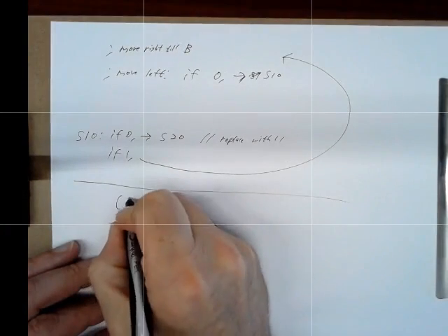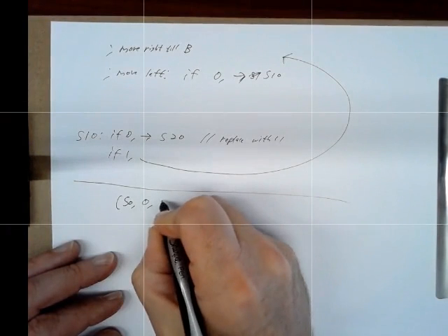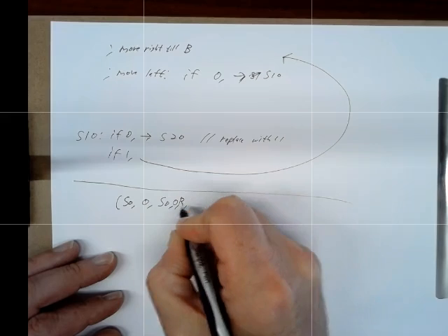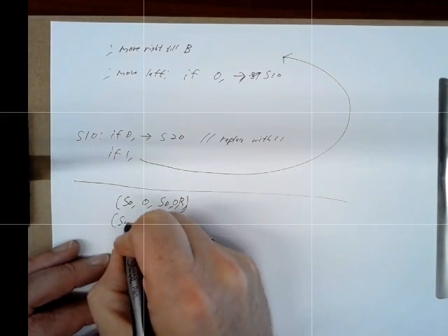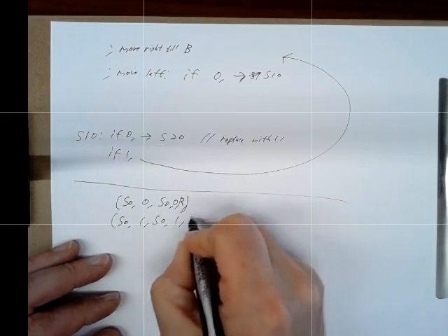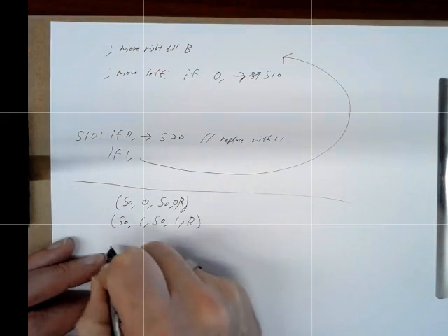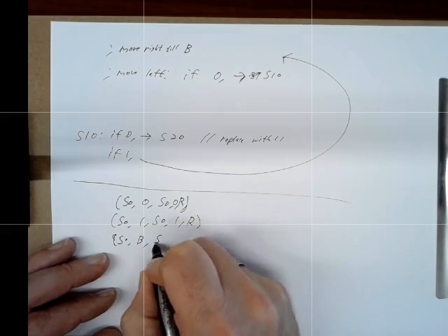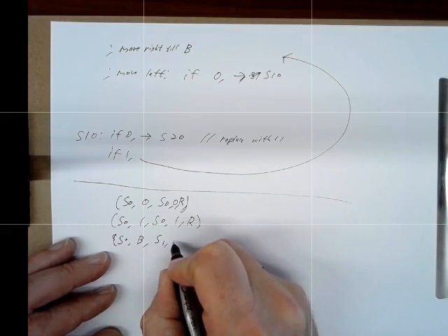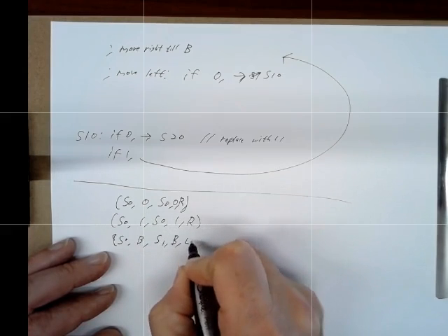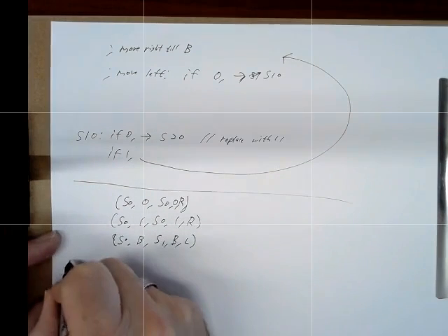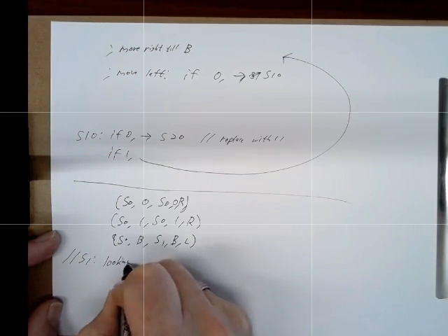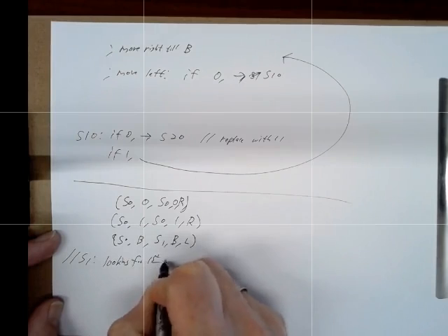So S0, 0, go to S0, write a 0 and move to the right. S0, 1, stay in S0, write a 1 and move to the right. S0 blank, go to S1, write a blank, and let's move to the left. So S1, looking for the first 0.